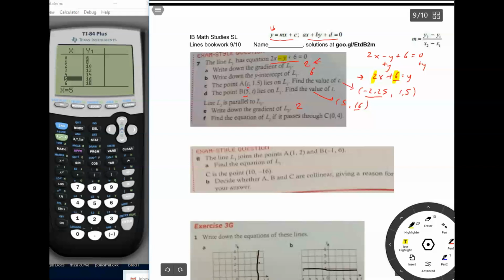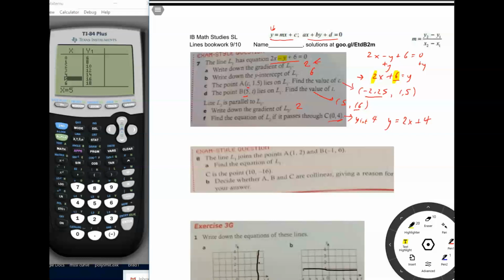Okay, so they gave me a point, which is 0, 4, and they tell me that the gradient of L2 is 2. I could use gradient intercept form if I knew the y-intercept, and wait a second, I do know the y-intercept because 0, 4 is the y-intercept, right? So if they give me 0, 4, that means the x-coordinate is 0, the y-coordinate is 4, and that's the y-intercept. The y-intercept is 4, which means the equation of this line is going to be y equals 2x because the gradient is 2, plus 4 because the y-intercept is 4.